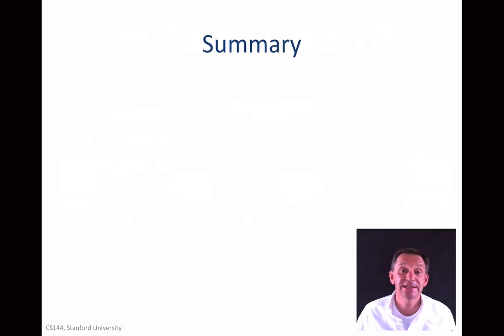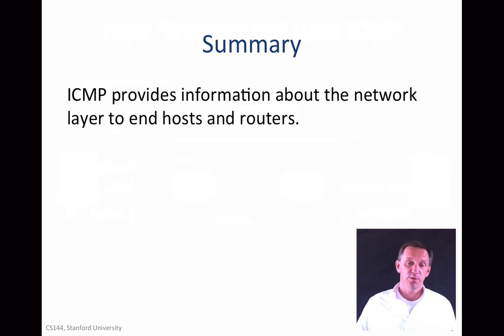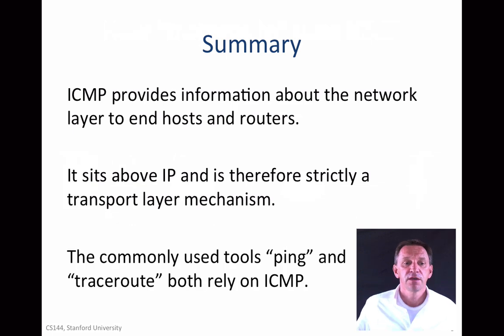So in summary, ICMP, the Internet Control Message Protocol, provides information about the network layer to end hosts and routers. It sits above the IP layer, and therefore, strictly speaking, it's a transport layer mechanism, although it's really there to serve the network layer. The commonly used tools ping and traceroute both rely on ICMP, and I'd encourage you to try both of them out and play with them. They give you a huge amount of information about reachability and paths through the internet.